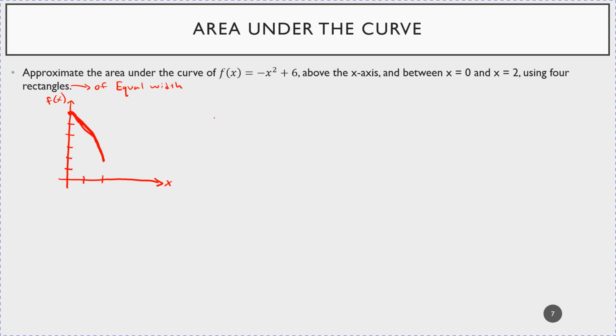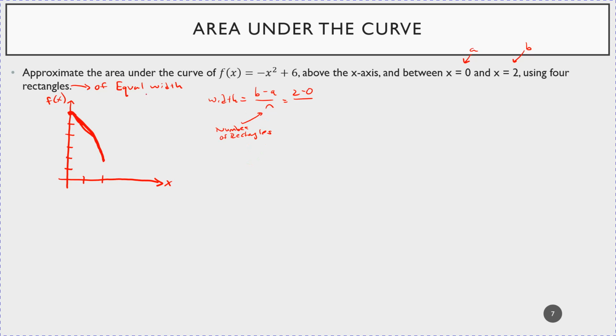All right, so what I want to do is find the rectangles to be of equal width. So the width of a rectangle, the notation you're going to see, is b minus a over n. Let me explain that. a and b here are the starting values of the x value bounds. So this is a and this is b. So this would be 2 minus 0. And n here is the number of rectangles.